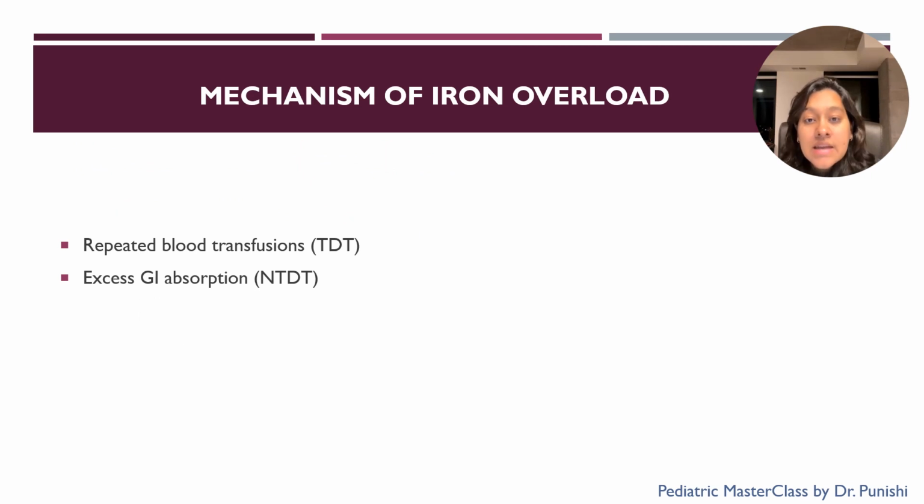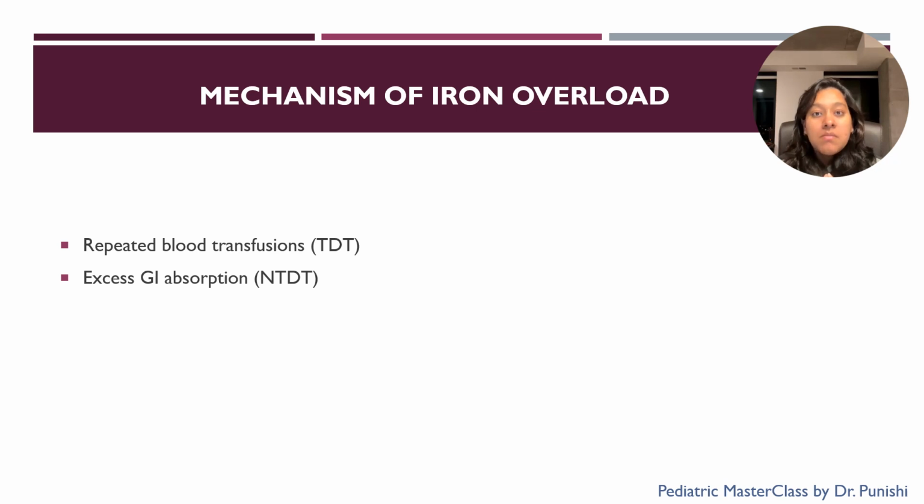So what is the mechanism of iron overload in thalassemia? Before I go into the discussion, I'd like to clarify that the terminology now used is transfusion dependent thalassemia and non-transfusion dependent thalassemia. Earlier we used to call it beta thalassemia major, intermediate, and minor, but now the terminology has changed. So it's transfusion dependent and non-transfusion dependent. That is what I'll be using for the rest of the presentation.